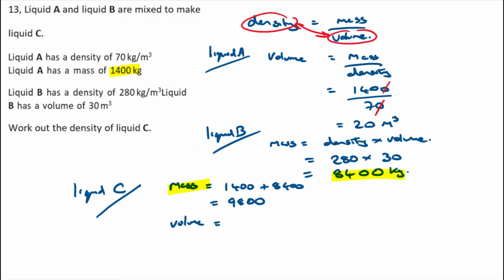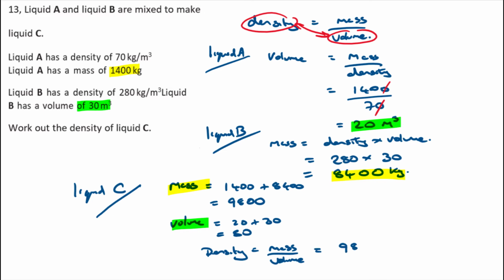So I worked out the volume of liquid A to be 20. I was told the volume of liquid B was 30. So adding those together, my volume then is going to be the sum of those two. It's going to be my 20 plus 30, which is 50. So then density is going to be mass over volume, which is my 9800 divided by 50.